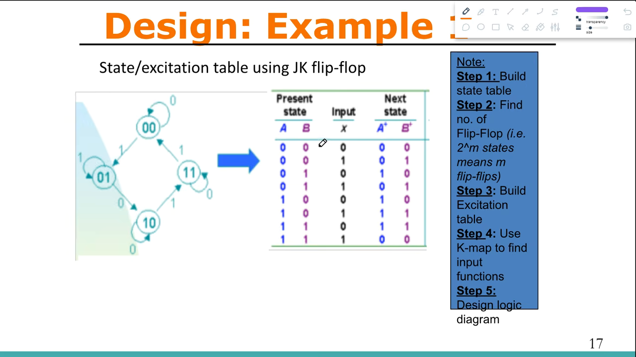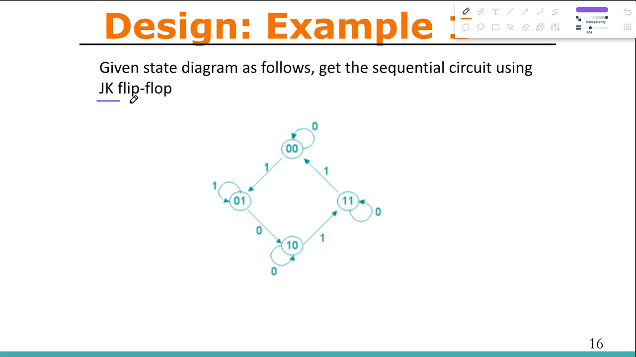So once we're done with this, next we need to figure out the flip-flop inputs. Okay, and to find out the flip-flop inputs, we first need to look at the question and see what type of flip-flop we can use in this question. All right, so in this question we're supposed to build the diagram using JK flip-flop. Okay, so we need to use JK flip-flop, and there are four different states, right? 00, 01, 10, 11.